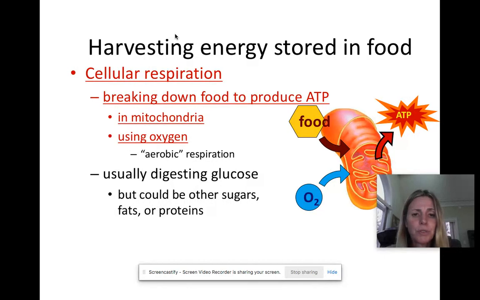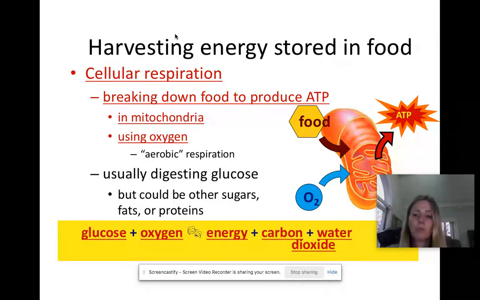So usually we use glucose, but you can also use fats and proteins. You're always going to burn sugar first, and once you run out of your sugar reserves, don't forget, you have carbohydrates stored in your liver. So you'll burn the sugar first, then the carbs in your liver. Then you'll start burning proteins and fats.